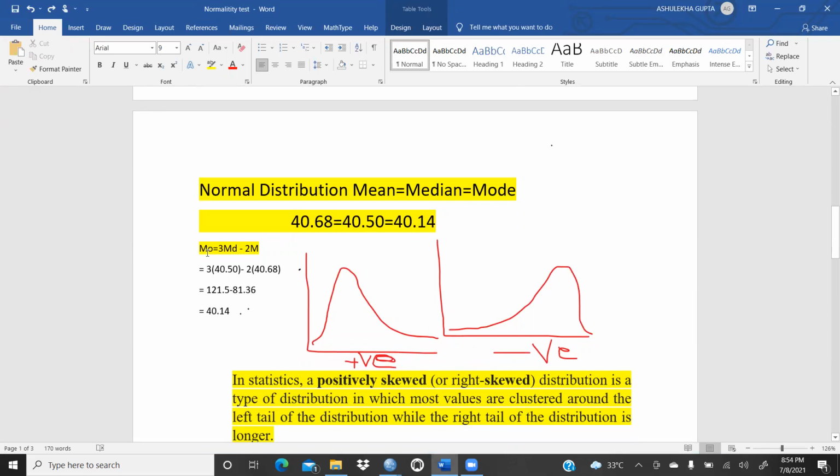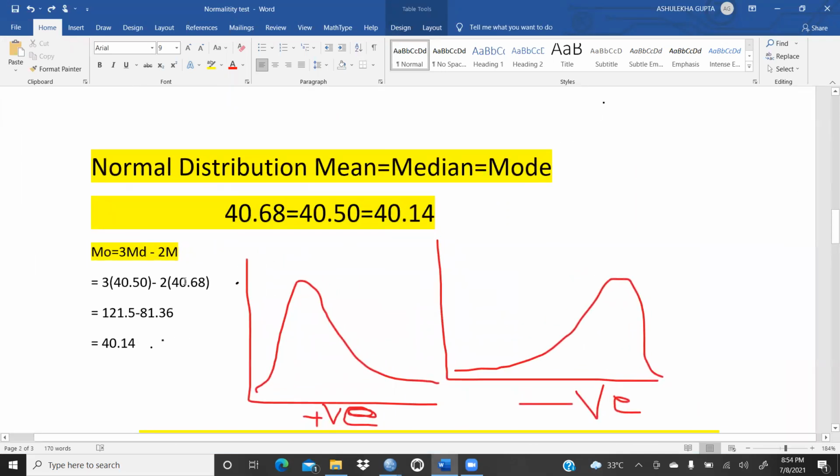Through this formula, if we would like to calculate the mode, mode equals 3 median, we will elaborate a little bit.